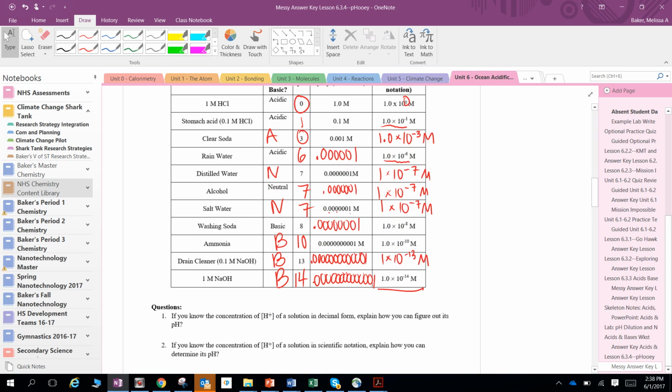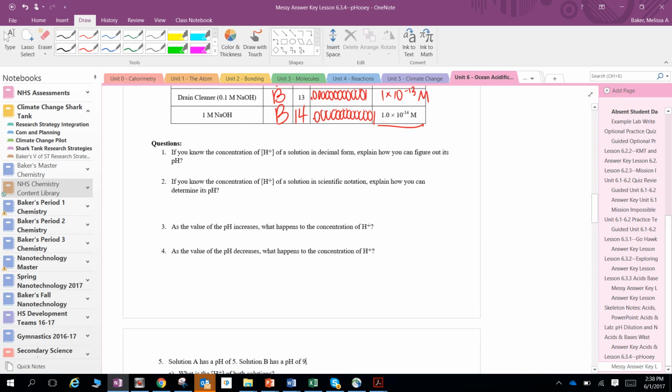So you can see some of the trends here. Let's look at the questions. If you know the concentration of the hydrogen ion solution in decimal form, how can you figure out its pH? It's the number of zeros after the decimal plus 1.